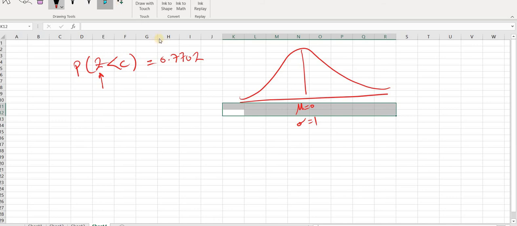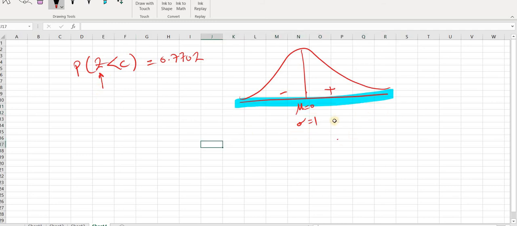The numbers at the bottom of the curve, all of these are z-scores. They are going to be positive on this side and negative on this side. Anything below 0 is negative. Anything above 0 is positive. So that is what I have so far. Now, I want to graph this area. It says here the probability. So I know that I'm graphing an area that Z, which is the z-score, is less than a certain number C. And the area here is 0.7702 or approximately 77%.